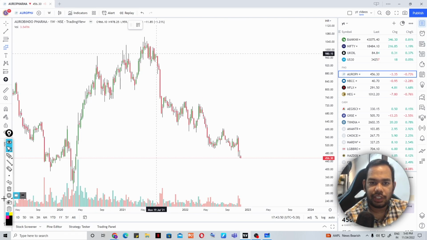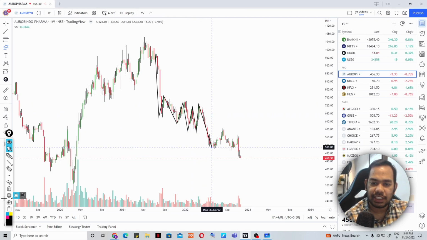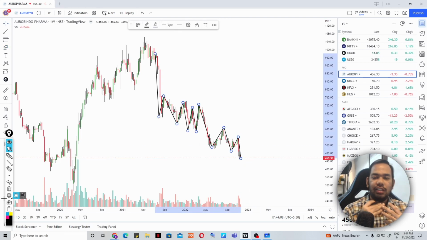Let me mark it quickly for you. We can see a one-way fall here. Then a slight retracement, and again lower low, lower high formation. Here we can see the same lows, same highs, basically again lower low, lower high formation. This is a sign of clear weakness in the counter.